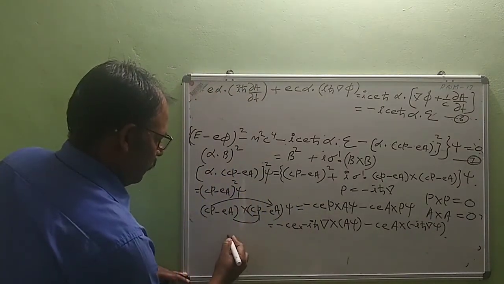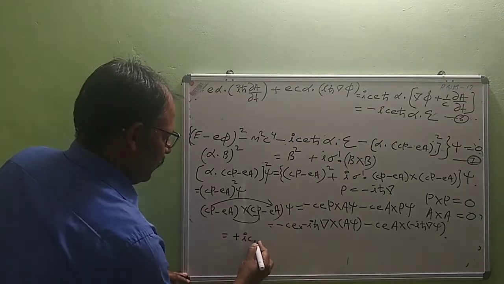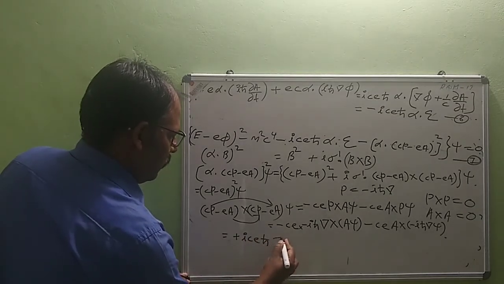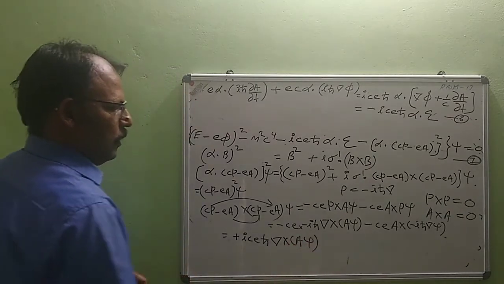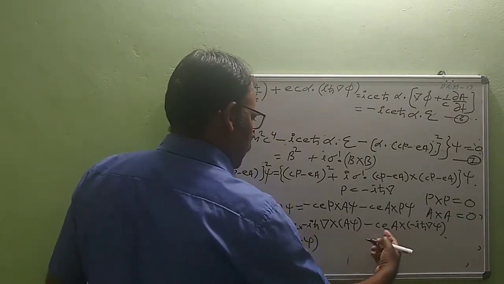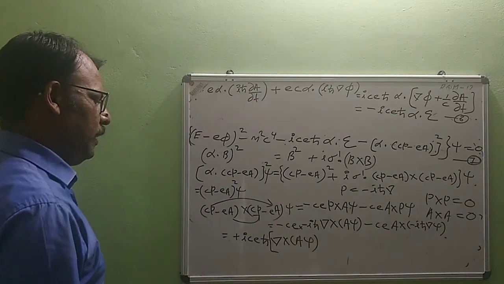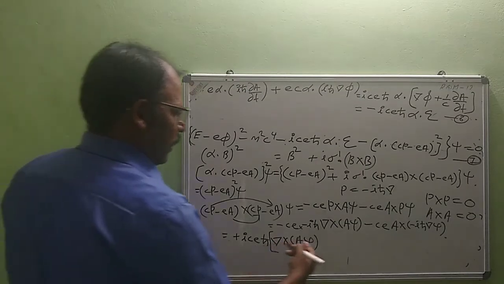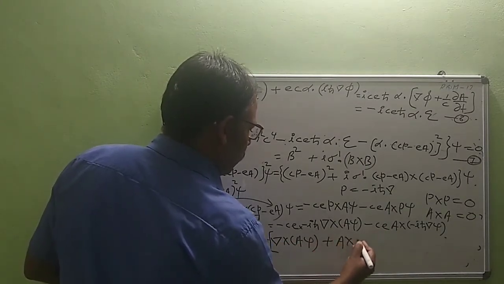So this one will be plus ICEH bar del cross A psi. Here also plus ICEH bar. So ICEH bar we can take as common: ICEH bar del cross A psi, then plus A cross del psi.